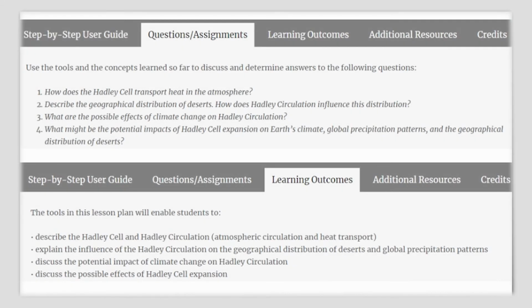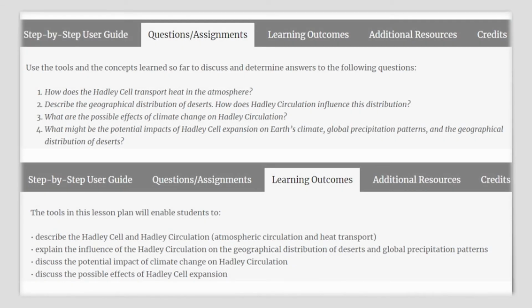You can use the tools and concepts learned in this lesson plan to discuss and determine answers to the following questions. How does the Hadley cell transport heat in the atmosphere? Describe the geographical distribution of deserts. How does Hadley circulation influence this distribution? What are the possible effects of climate change on Hadley circulation? What might be the potential impacts of Hadley cell expansion on Earth's climate, global precipitation patterns, and its geographical distribution of deserts?